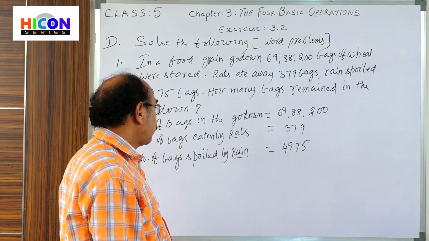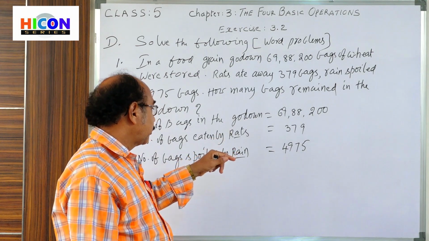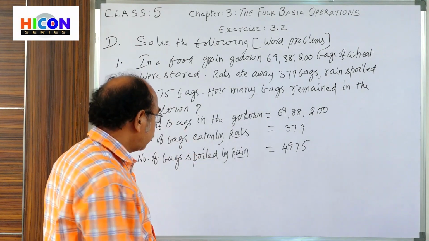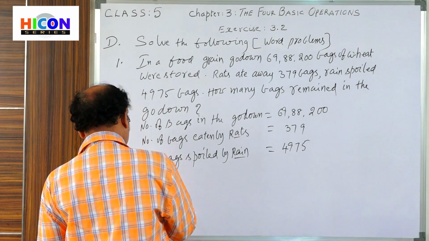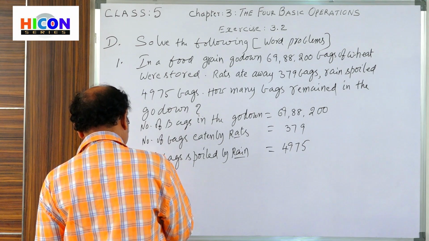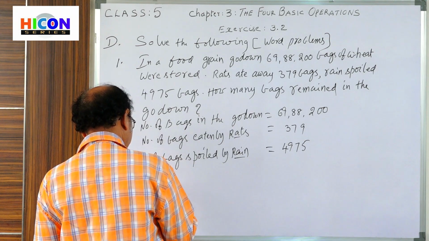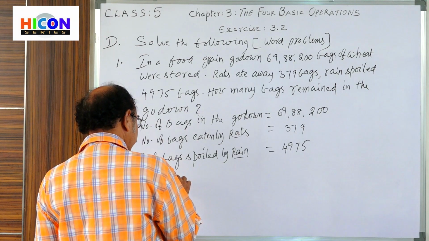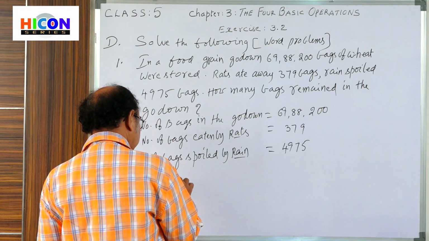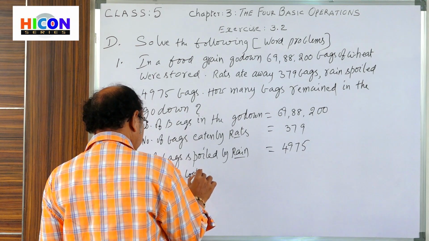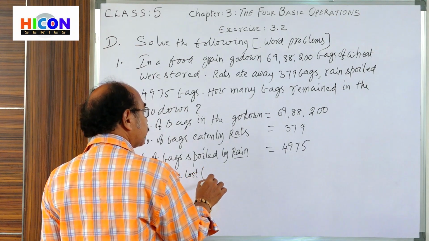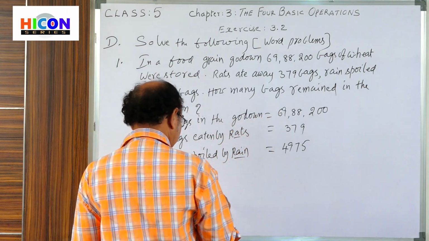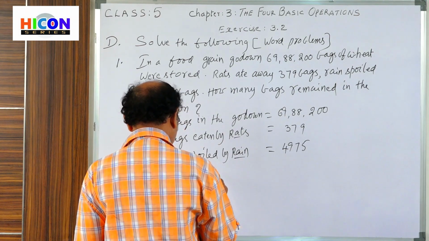What do we get here? Together we get the bags eaten by rats and the bags spoiled by rain. Both add. So the number of bags we lost is equal to the two numbers added together.